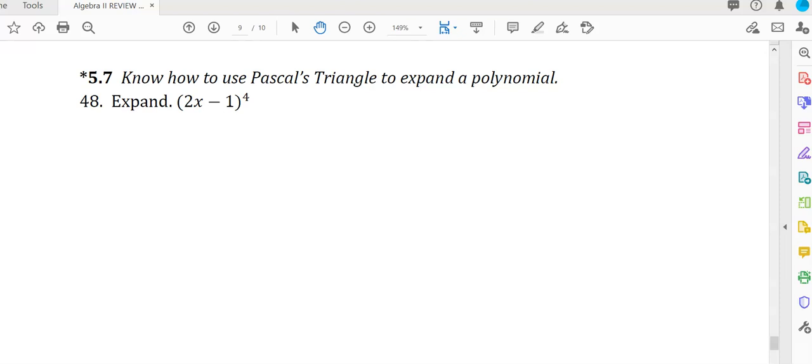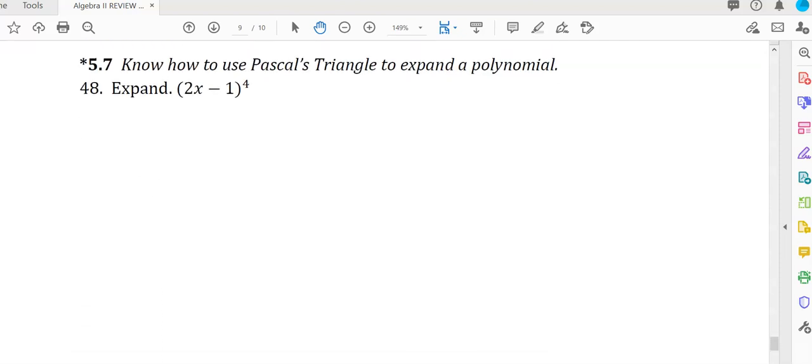Okay, finally, we're to Pascal's triangle. This is like the last problem just about here. So Pascal's triangle, to expand a polynomial. Let's write Pascal's triangle off to the side a little bit here. So this is 1, 1, 1, 1, 2, 1. Remember, you're adding those two to get the next one. So 1, 1 plus 2 is 3, 1 plus 2 is 3, 1.